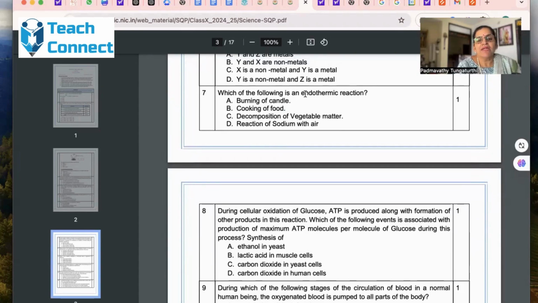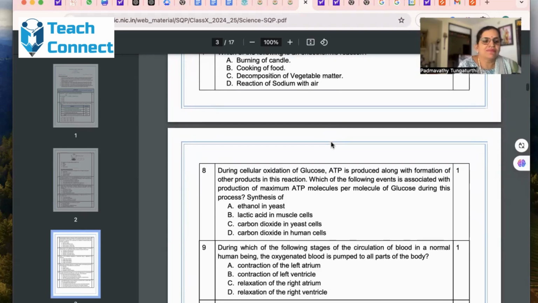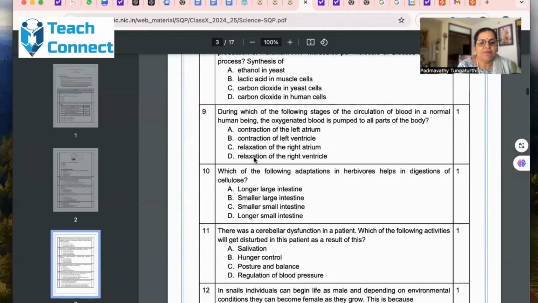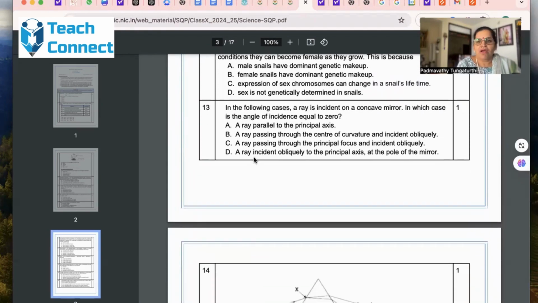Which of the following is an endothermic reaction? Here the question is all about asking what an endothermic reaction is. Then it comes to application of endothermic reaction in burning of candle, cooking of food, decomposition of vegetable matter, and reaction of sodium in air. In an endothermic reaction, the reaction takes up energy. Cooking of food takes up energy. Now this is the answer over here. Then questions number 8, 9, 10, 11, 12 are biology questions.